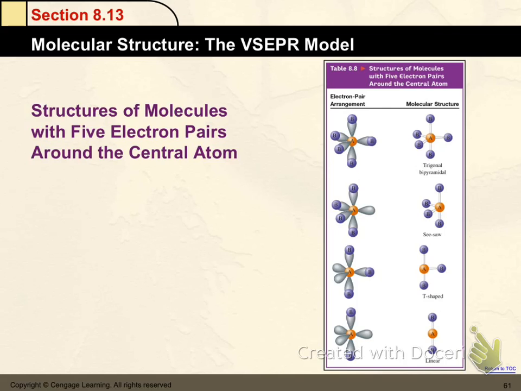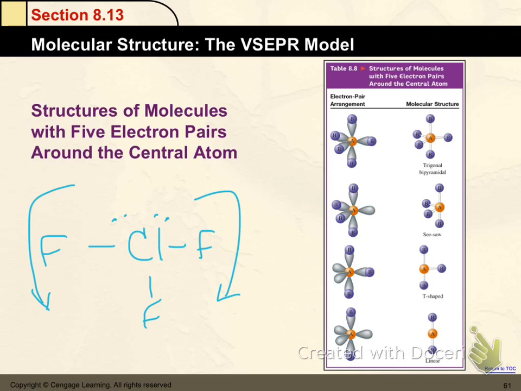T-shaped is also an interesting one. Chlorine trifluoride would be an example of a T-shaped molecule. Again, if you were to count the valence electrons needed, you would notice that there are 4 electrons unaccounted for, so those 4 electrons have to go on the central atom. And again, that pushes those fluorines down in the direction that we see.